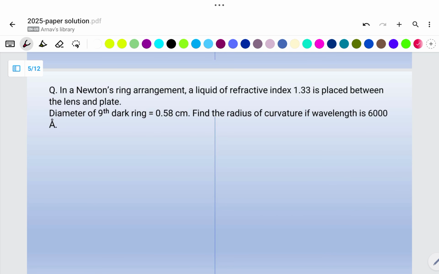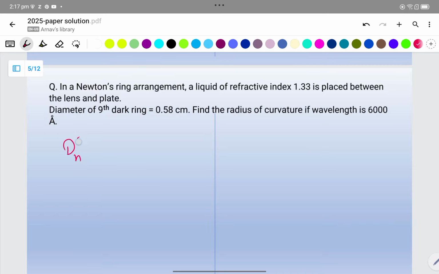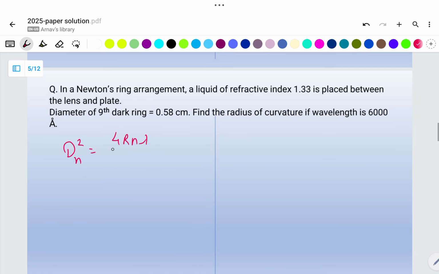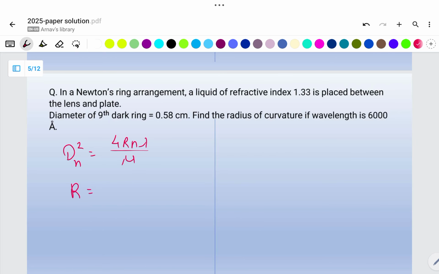Again, from Newton's ring, we have been given the refractive index. Now for this, the formula we know is that the diameter of any nth order dark ring is 4Rnλ divided by the refractive index of the medium. We need to find the radius of curvature.